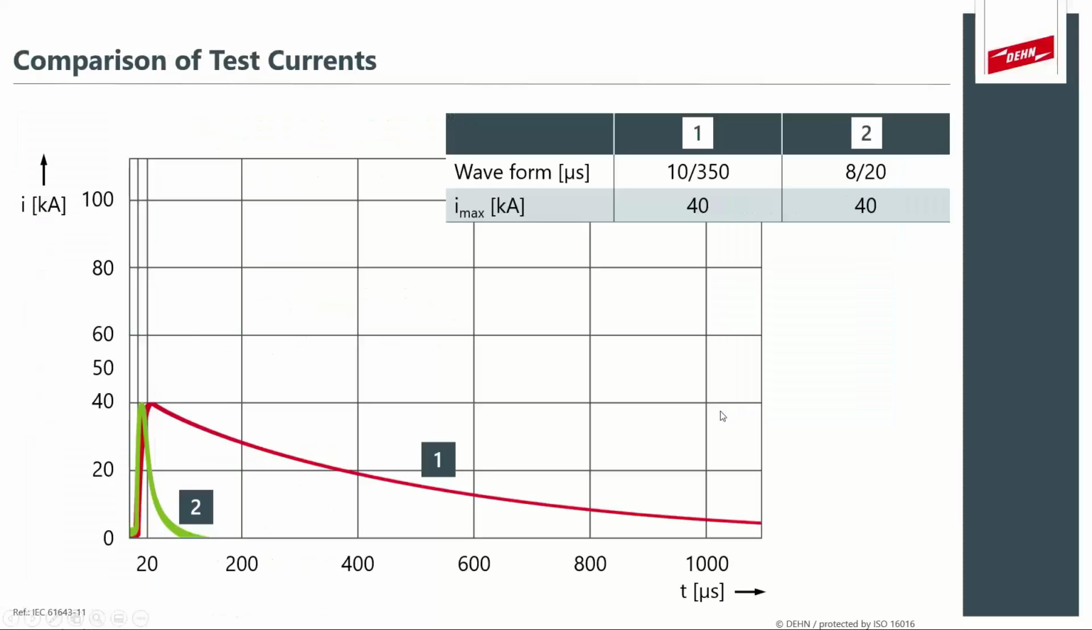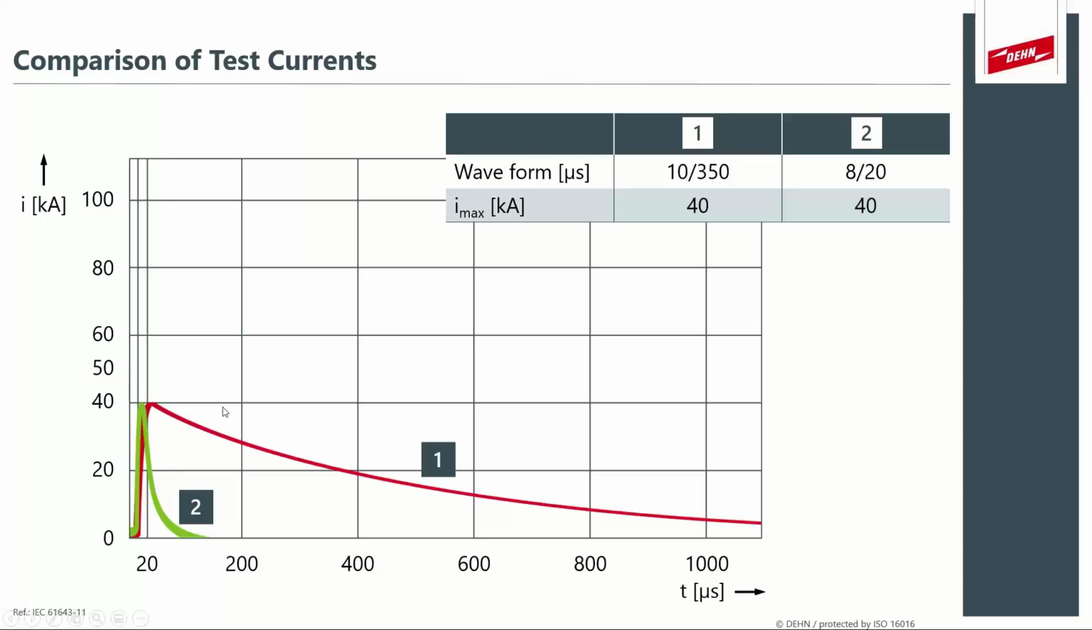Now, to overlay the two wave shapes and to actually show you the difference, you can see the red curve being the 10 by 350 microsecond and the green curve being the 8 by 20. So the red being the direct lightning strike and the green wave shape being a surge or an indirect lightning strike. Now, both of these strikes actually peak at 40 kiloamps. So that means that we don't characterize this as the main factor for calculating damage based on surge or lightning strikes. It's all dependent on the wave shape.